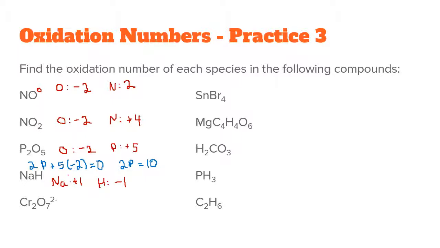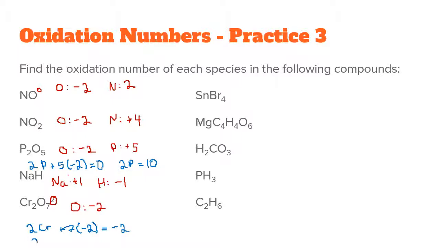Now this is the dichromate polyatomic ion. Again, starting with the oxygen rule of -2. And this time notice that our overall is not 0, but it is instead -2. So 2 times the charge on the chromium plus 7 oxygens, each with a -2 oxidation state, has to equal the total charge, which is this time -2.